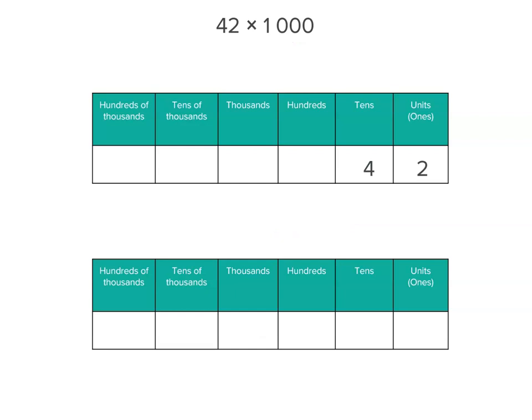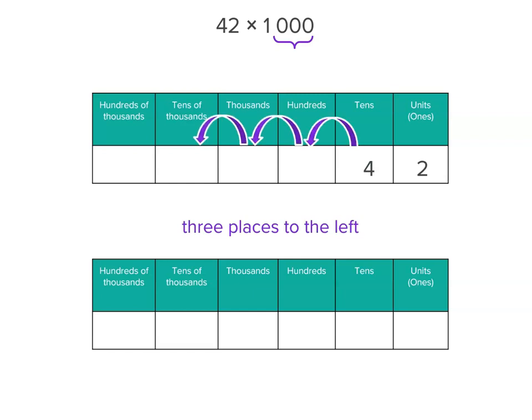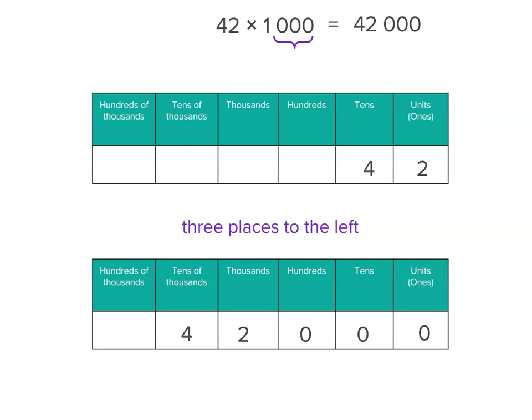When it comes to multiplying by 1,000, well, it's just the same. 1,000 is 100 times 10. So that's 10 times 10 times 10. In fact, the 3 zeros tells us how many times we're multiplying by 10. So we're going to move 3 places to the left. That means the 4 is going to go all the way across to the tens of thousands place. The 2 is going from the units across to the thousands. And then we need 0 placeholders. And don't forget, if we're multiplying, the number will be bigger. So that helps you remember which way to move as well. So 42 times 1,000 equals 42,000.